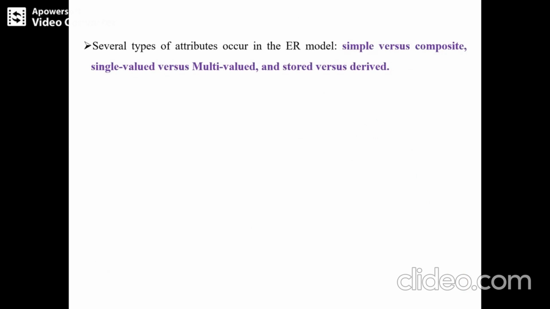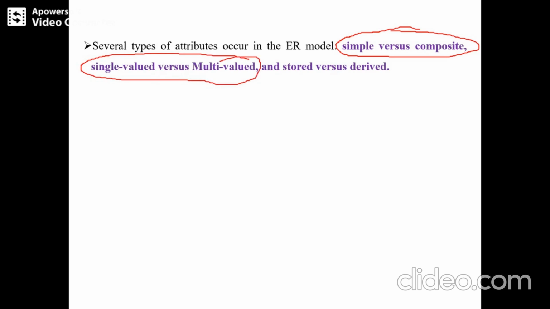Now we will discuss the different types of attributes which we have learnt, that is simple versus composite, single valued versus multi-valued, and stored versus derived attribute. There are three sets of attributes. First one, this is the second one, and this one is the third one. Now we will discuss these three different sets of attributes with an example.